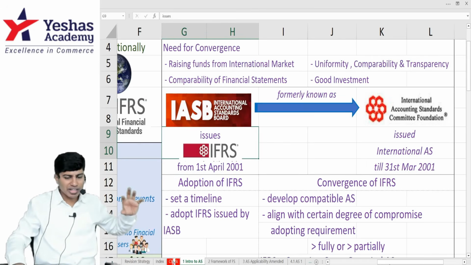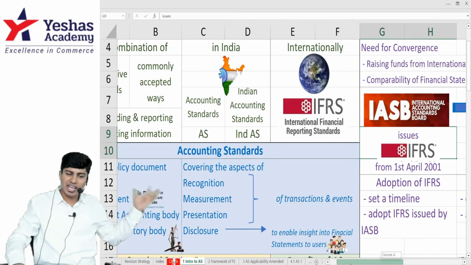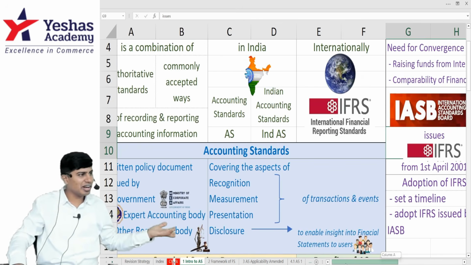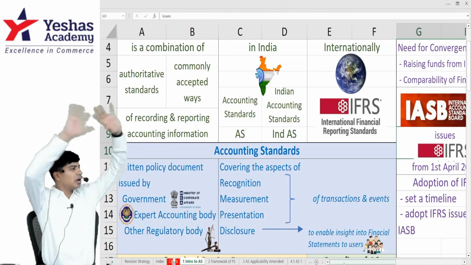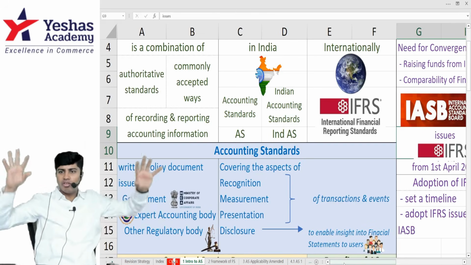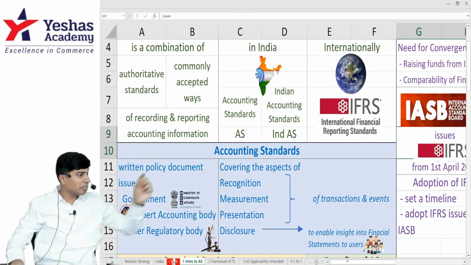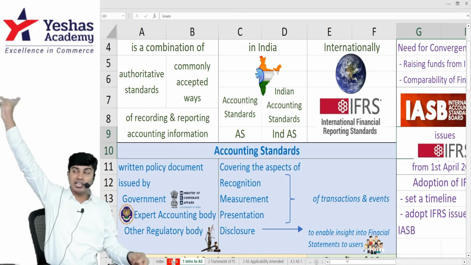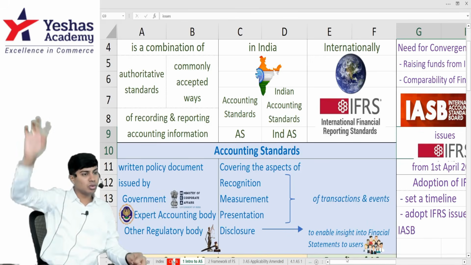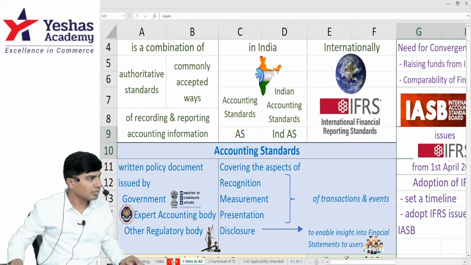Okay. So now, did you understand this part? What is AS? What is Ind AS? What is IFRS? How do we react to IFRS? All that. We have a global outset as well as the Indian outset of accounting regulations in the country. From GAAP to AS, and from International Accounting Standards to IFRS to Ind AS. You got the whole map?